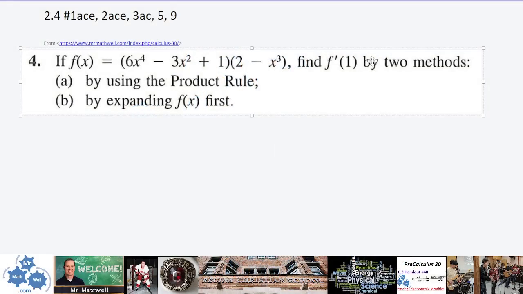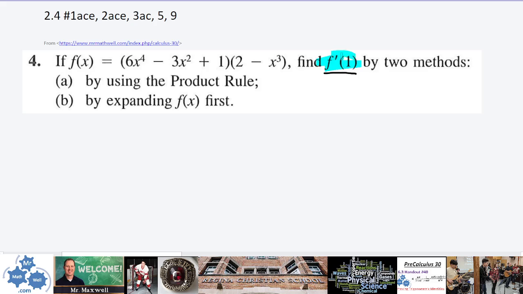All right, Calculus 30, this is 2.4, number 4. And this one, we're going to use the product rule. And then we're going to also find the derivative by expanding first. And then we're also going to make sure that we understand what this notation is right here, okay?